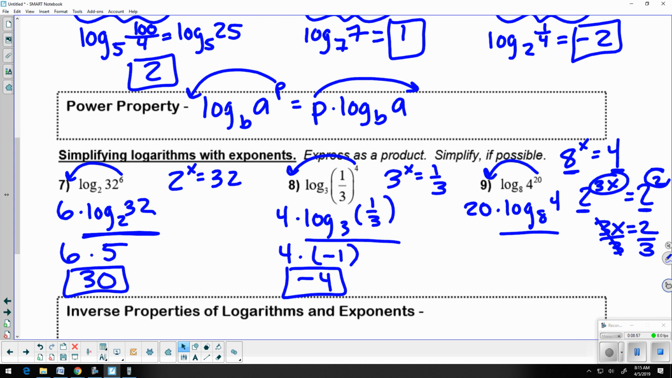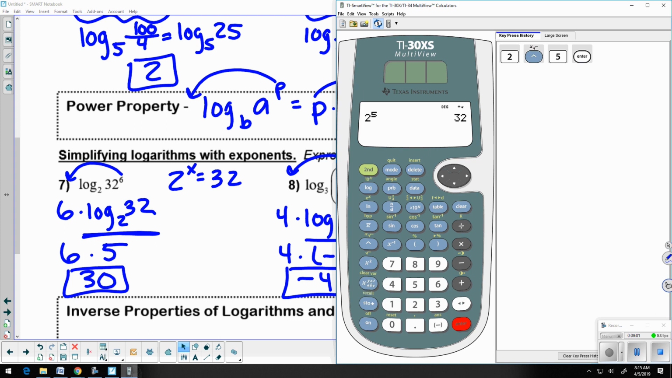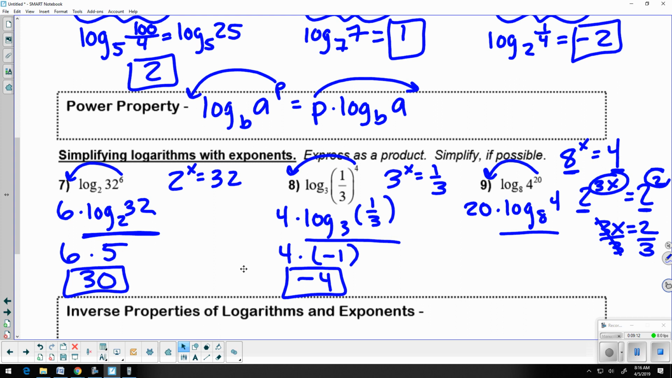These just cancel. So 8 to the 2/3 power, if you want to double check it, if you're not sure about it, if I raise 8 to the 2/3 power, it should come out to be 4, like we want it to, and there you go. So now, replacing the log base 8 of 4 with what it is, 2/3, I'm really doing 20 times 2/3, which gives me 40/3 as my final solution. All right, so 3 properties down.